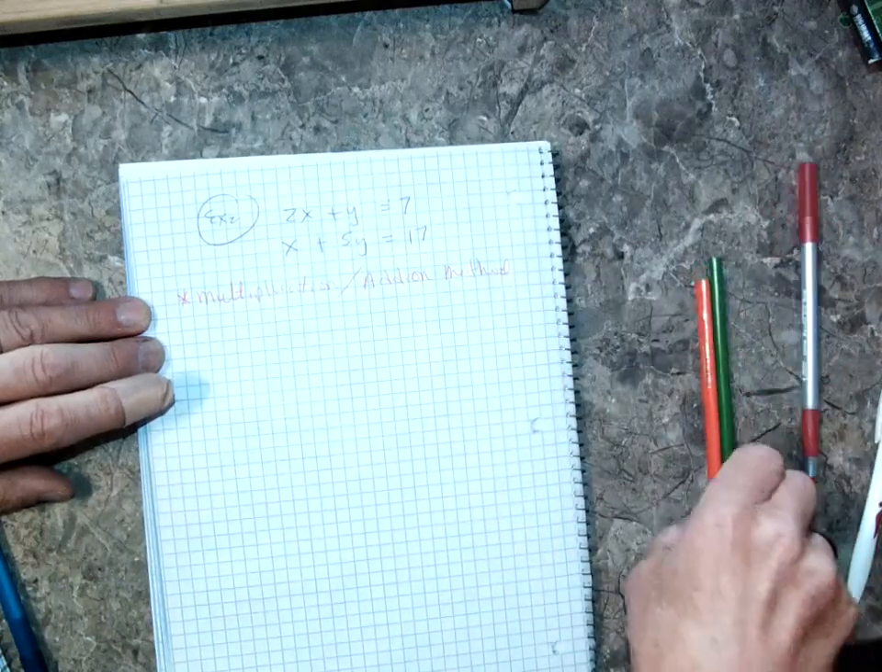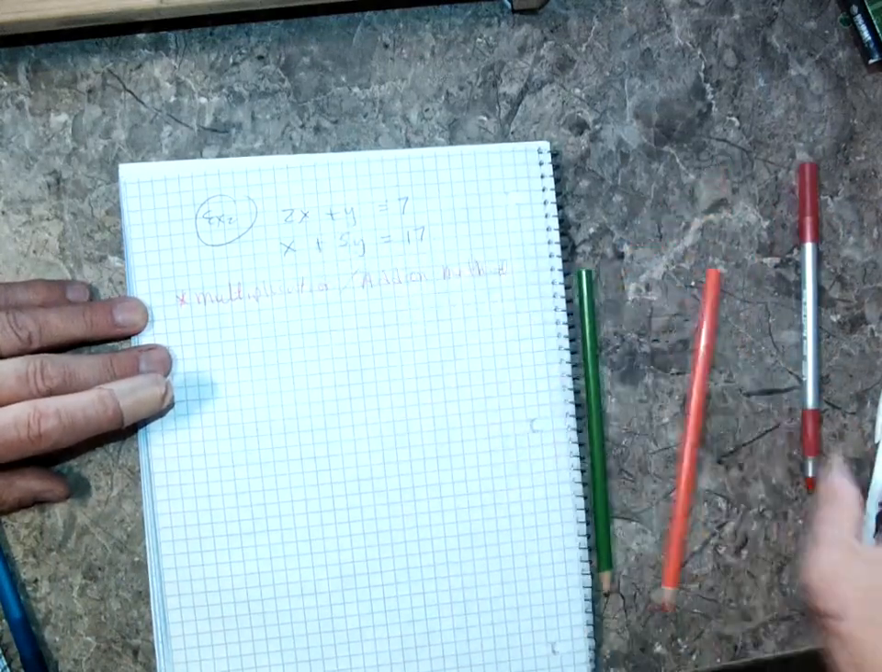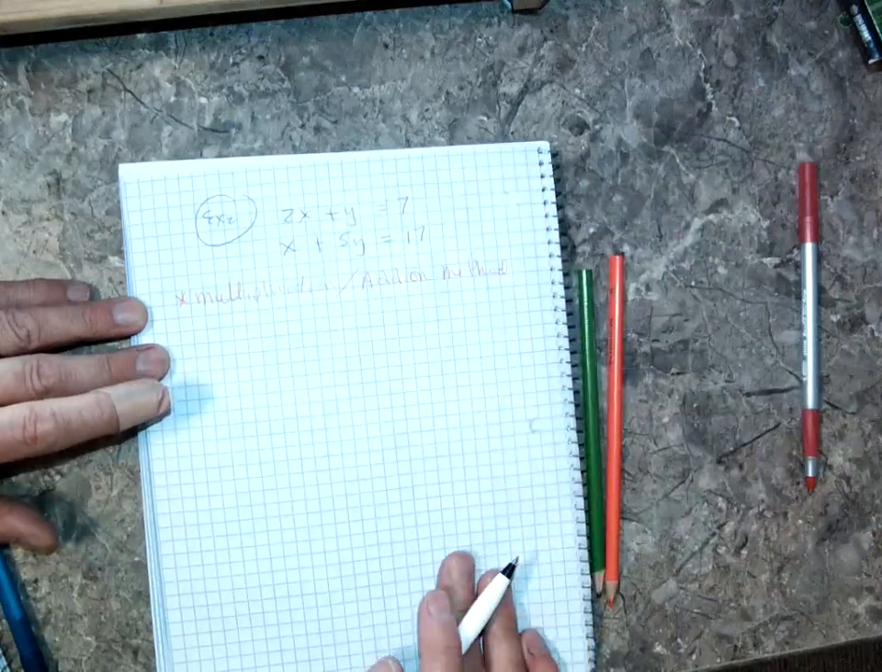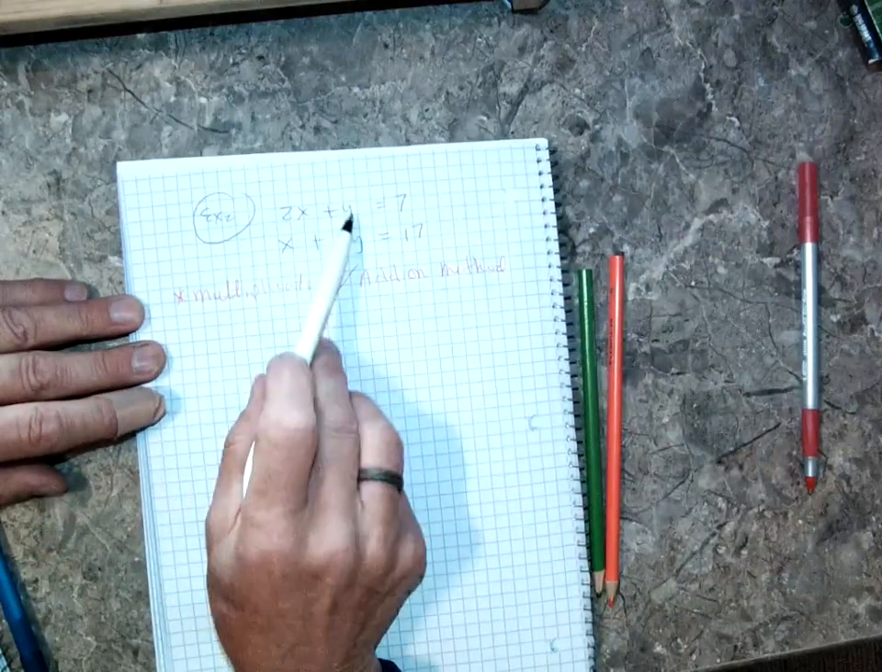If I take a look again, x's are lined up, y's are lined up, equal signs, numbers, everything's lined up, except if we were to add straight down, nothing would disappear.